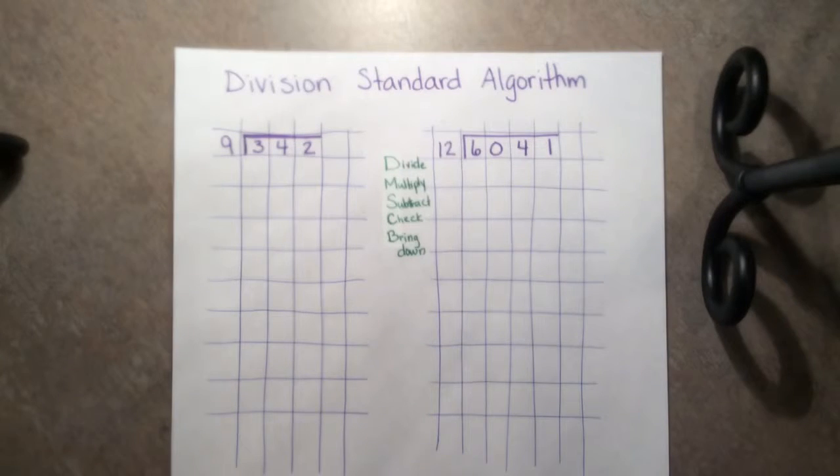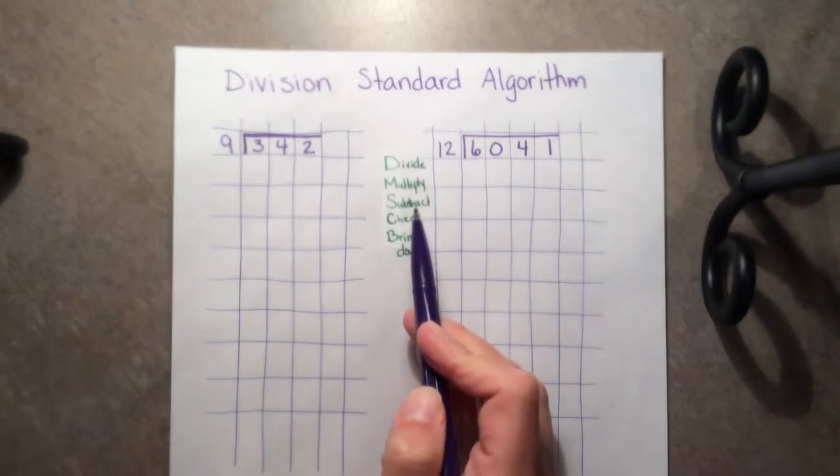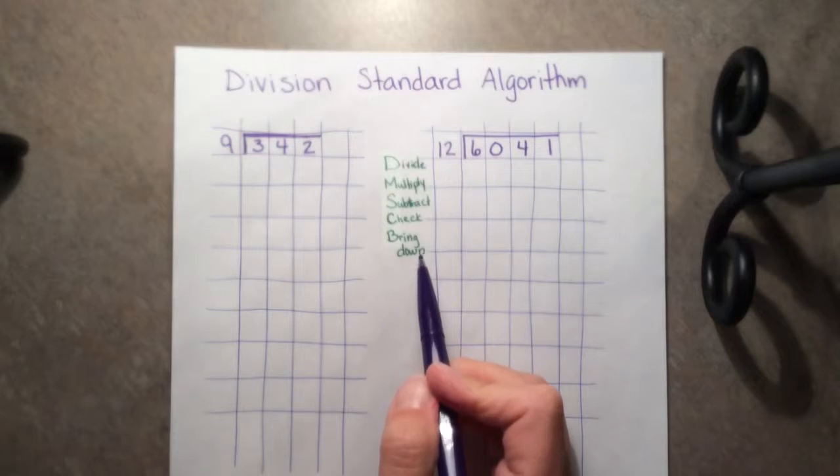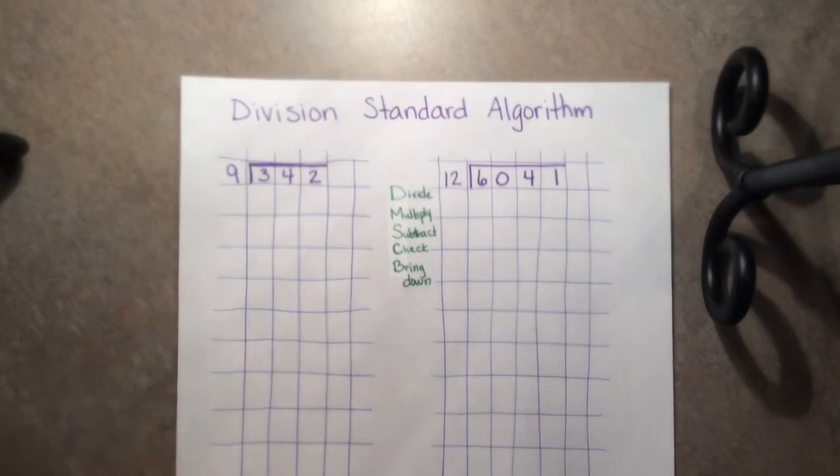Here's the standard division algorithm. The steps that we go through are divide, multiply, subtract, check, bring down. This is through each step. The first thing that students must have is a solid foundation of their math facts. If they do not have this, the standard algorithm becomes very difficult.